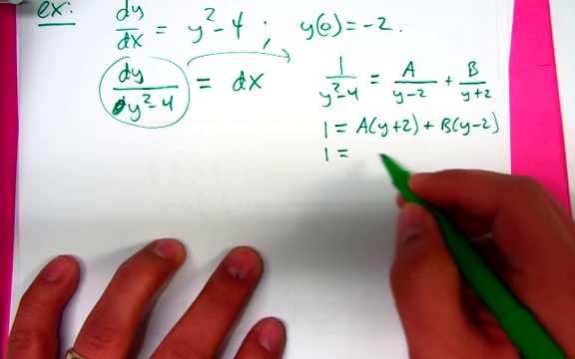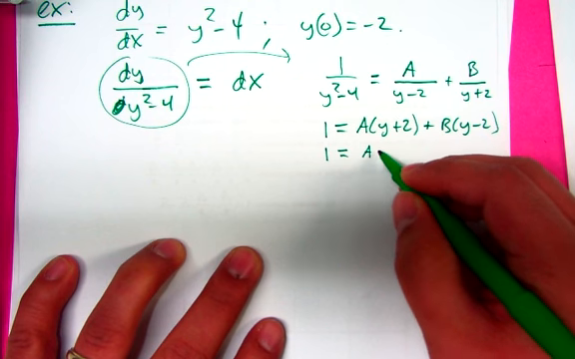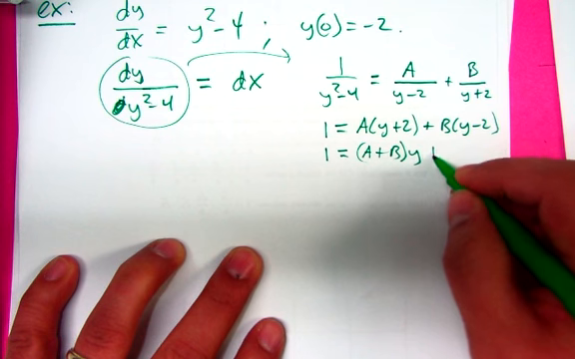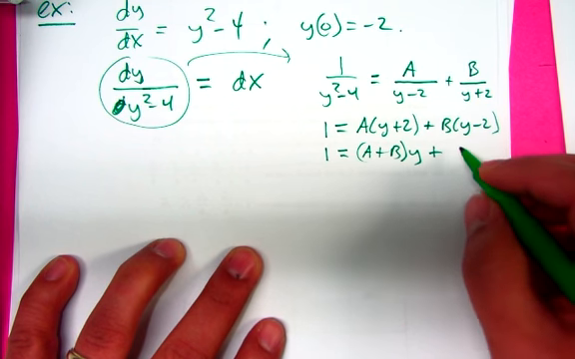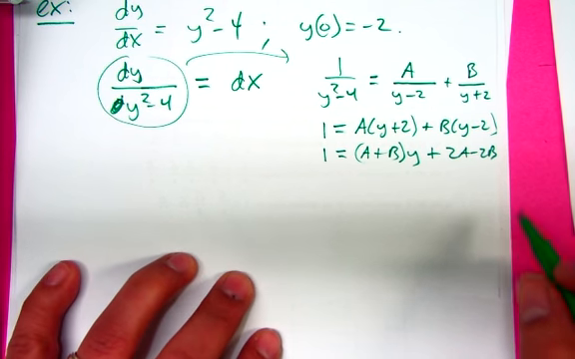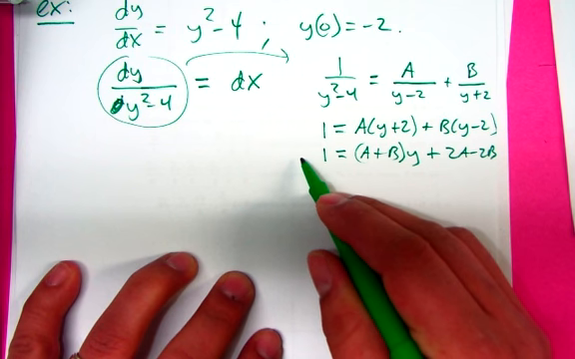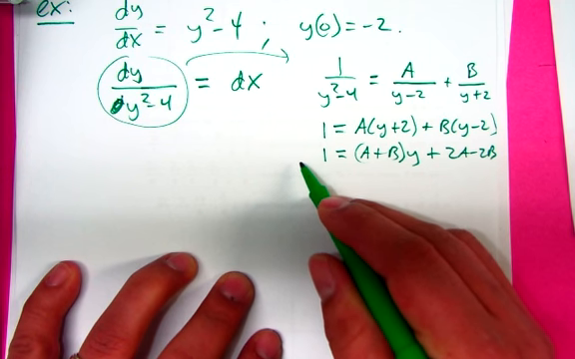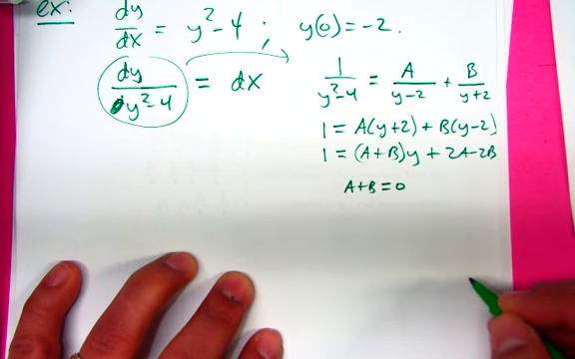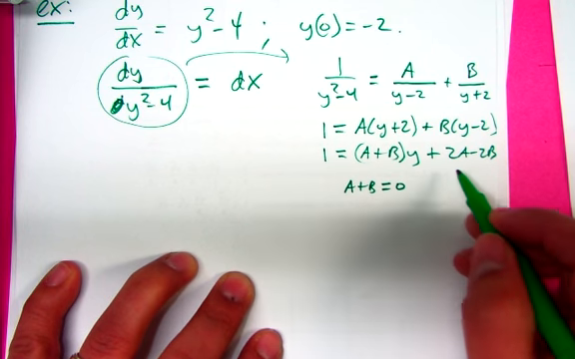And if you group the y's together, you get ay plus by. So I'm going to do (a plus b) times y. And then if you group the constants together, you just get 2a minus 2b. And then what you're supposed to do is compare coefficients. So on the left-hand side, there are 0 y's, right? Which means then that a plus b has to be 0.